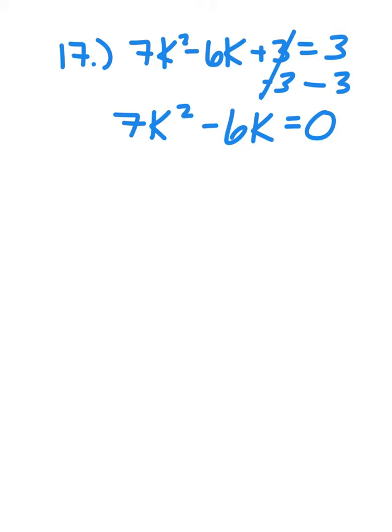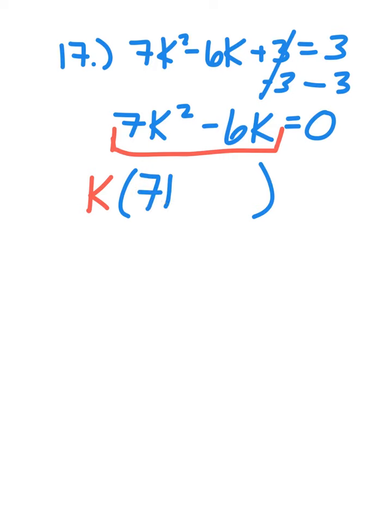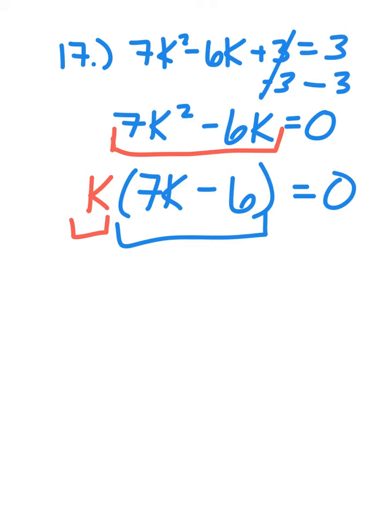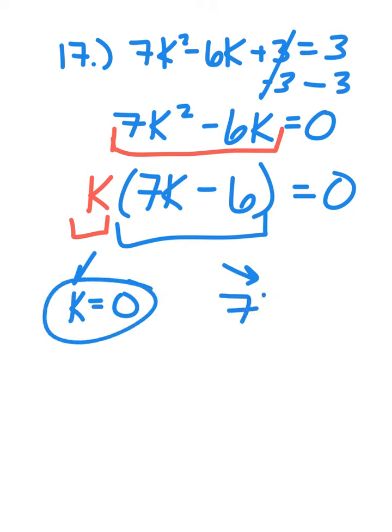What I'm going to do instead is look at it as though I have just one group, 7k squared minus 6k. So those both have a k in common that I can factor out, and I'm left with 7k minus 6. I'm actually done at this point because I have one thing times another thing equal to 0. So I can make my two equations. The first one would just be that k equals 0. That's already my answer. And that 7k minus 6 equals 0. And if I solve that, I get k is 6/7.